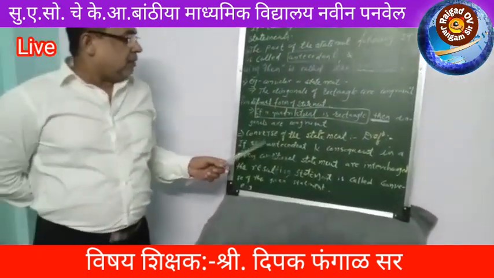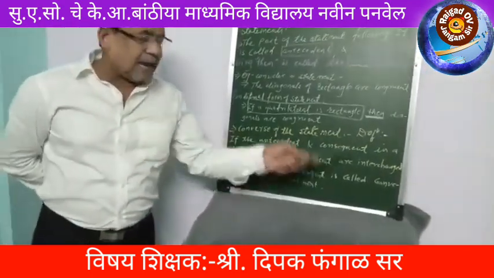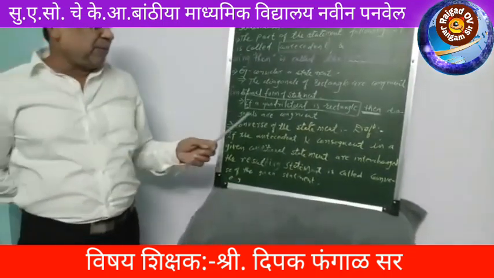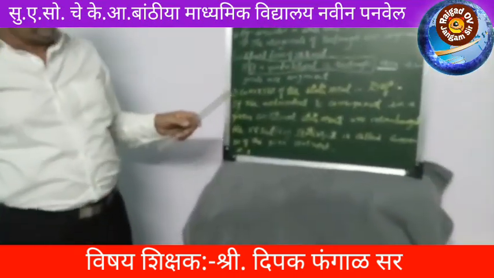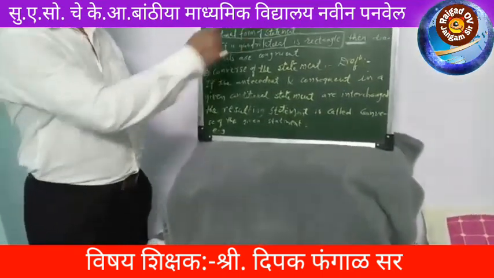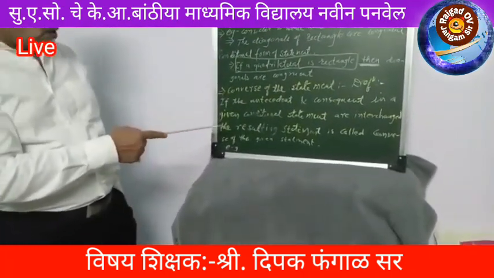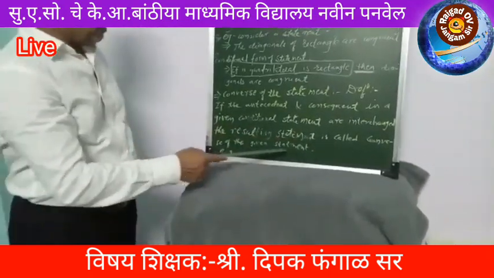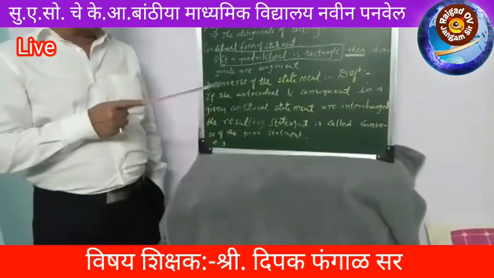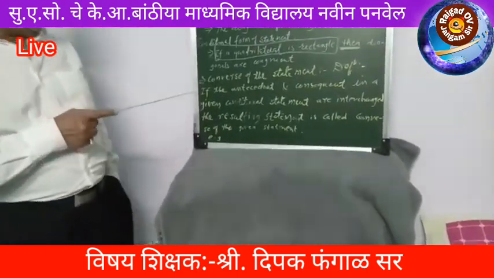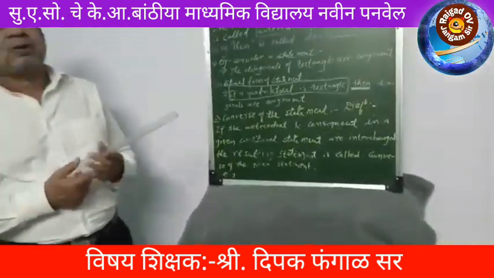If the antecedent and consequent in a given conditional statement are interchanged, it means that you first write the second sentence and then you write the first sentence. You interchange the consequent and antecedent, then this statement is called the converse of the given statement. Do you understand? It is very important for proving the theorem. For that purpose you can remember the converse of the statement. What is meant by converse of the statement?